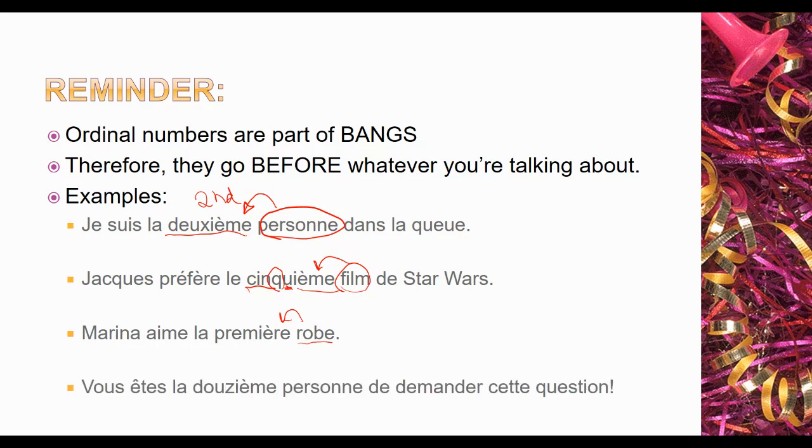Now, last example. Vous êtes la 12e personne à demander cette question. Now, 12, here's another one. Remember where we were talking about 12 usually ends in an E, but because we take off the E and add on that EM, you are the 12th person to ask that question. Okay, so once again, just like we did in the first example, we got personne, and that adjective is going before whatever we're talking about, because like I said, ordinal numbers are part of BANGS.